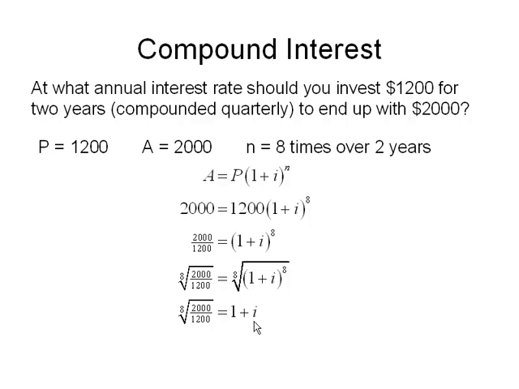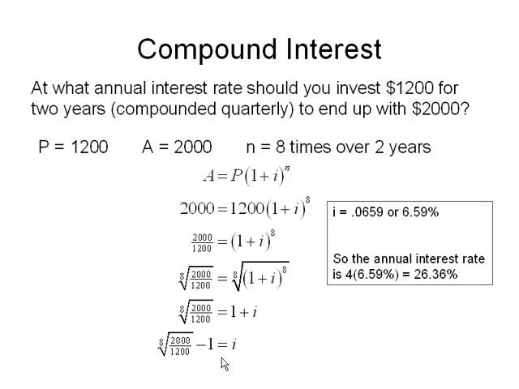When I subtract 1 from both sides, I get the 8th root of 2,000 divided by 1,200 minus 1. If I put that into my calculator, there is a button for doing any root that you want under the Math menu, but it's also pretty easy. I could do 2,000 divided by 1,200, put that in parentheses, and then raise that to the 1/8 power, because a 1/8 power is the same as an 8th root. So when I do that, I get that the interest rate per period is 0.0659 or 6.59%.